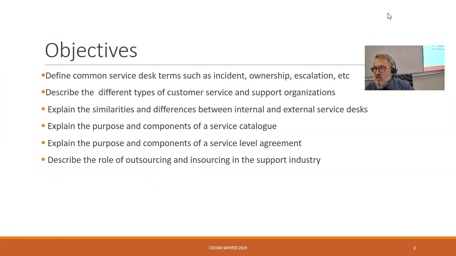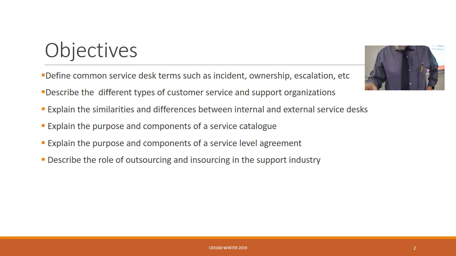Here are our objectives for this chapter. We're going to talk about service desks, help desks, and call centers. They all might sound like the same thing. I think you can consider them as being: help desks are greater than call centers, and service desks are greater than help desks. We'll talk about each of them in a little bit.